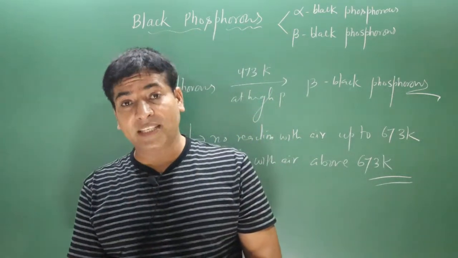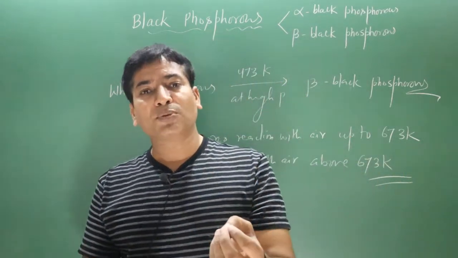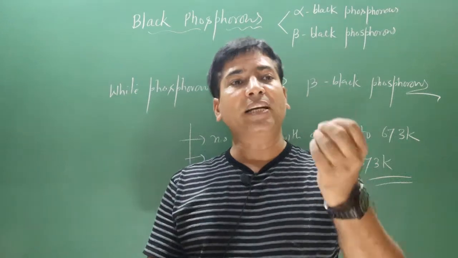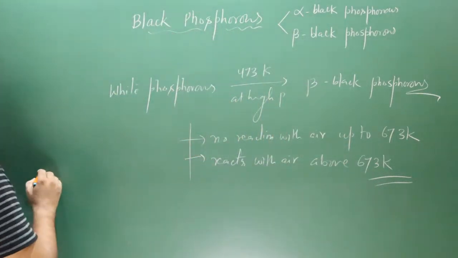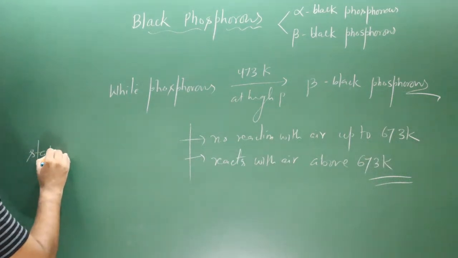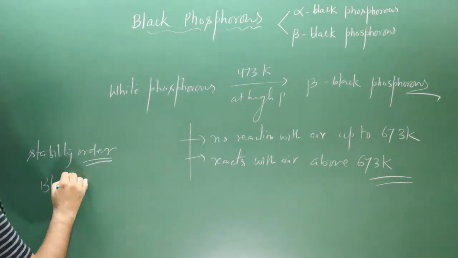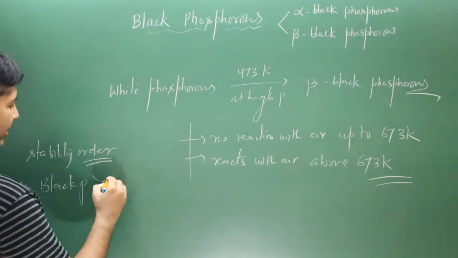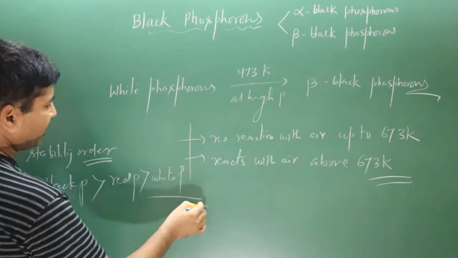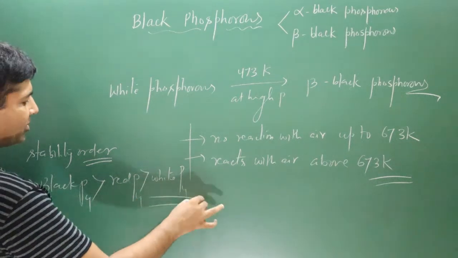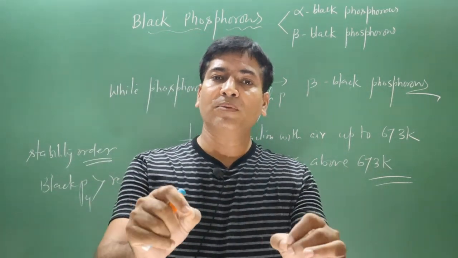When we talk about the stability among the main allotropes of phosphorus, black phosphorus is more stable than red phosphorus, and red phosphorus is more stable than white phosphorus. Okay, we talk about stability order. We have black phosphorus more stable than red phosphorus, more stable than white phosphorus. Meaning white phosphorus is highly reactive among the allotropes of phosphorus.